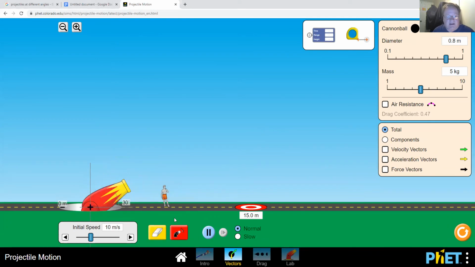Now I'm going to go ahead and clear those. Let's go back up to 70. Check me, 75. And I'm going to keep it at 10 meters per second. And we're going to launch. Okay, we get this range.